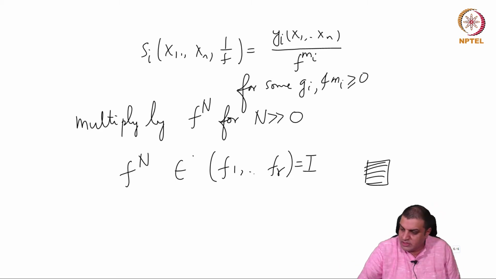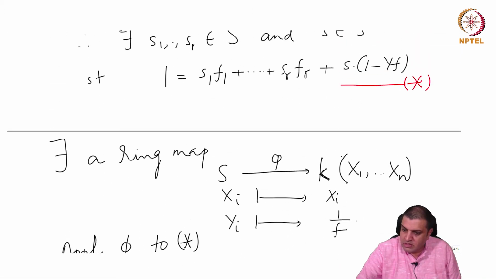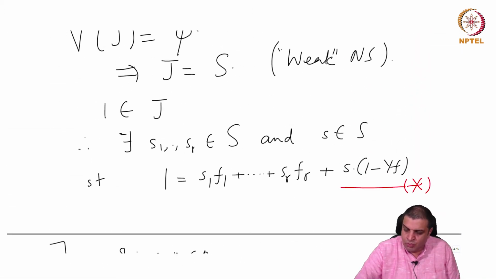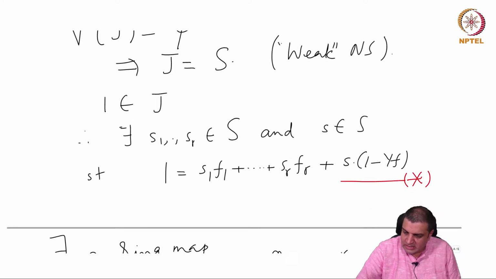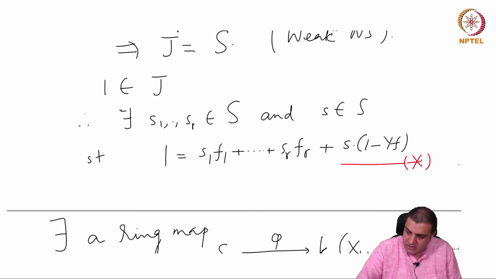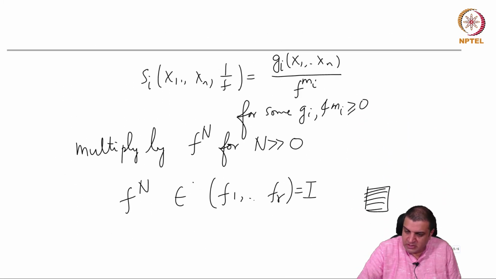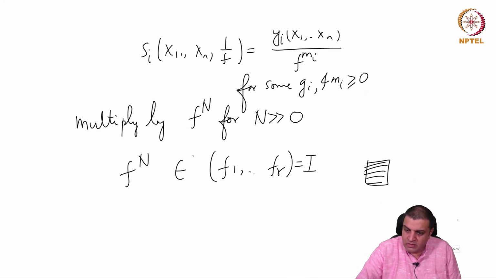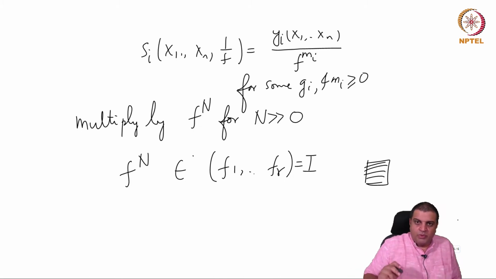So this is just a clever trick. What it does is it passes to a larger ring, where after a substitution we can introduce f's in the denominator and then clear the denominators, and one would get an expression like this. So this is what we wanted to prove.